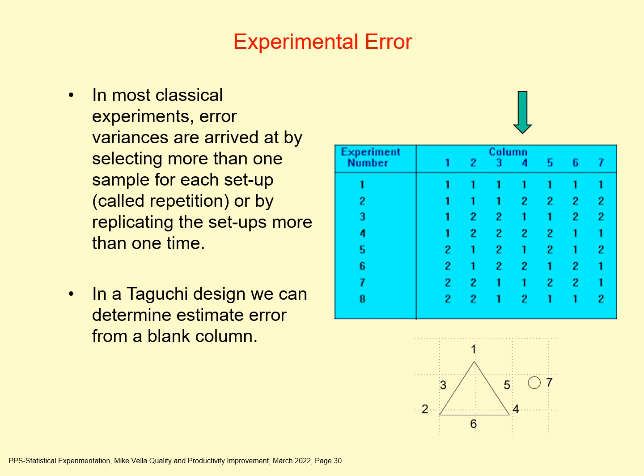In most classical experiments, error variances are arrived at by selecting more than one sample for each setup. That's called repetition. We didn't do that in our fiberglass tub experiment. Or we can do it by replicating the setups more than one time. And since this was a sort of a screening experiment, we didn't do that either. In a Taguchi design, we can determine estimate error from a blank column. Now, we didn't do that in this particular example because we filled up all the columns, but in the next example, you'll see how we pull that error estimate out of a blank column.